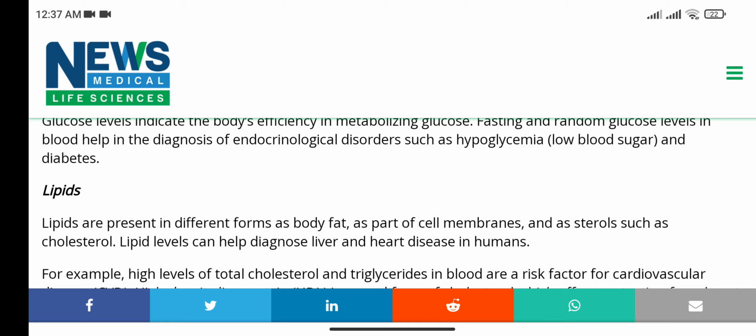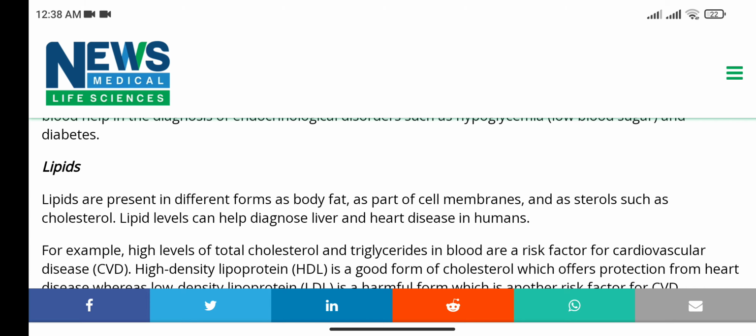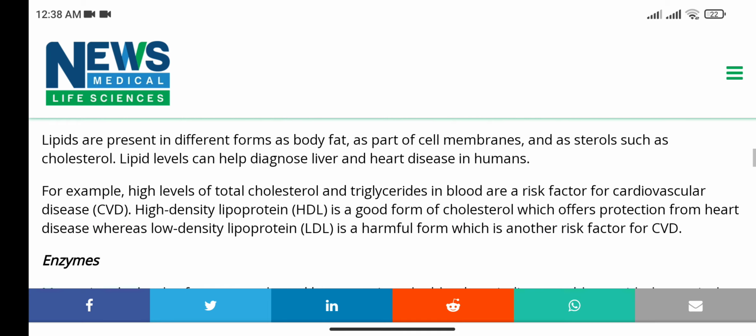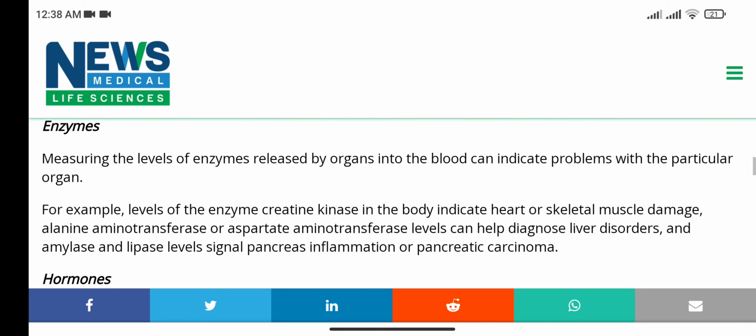Lipids are present in different forms as body fat, as part of cell membranes, and as sterols such as cholesterol. Lipid levels can help diagnose liver and heart disease in humans. For example, high levels of total cholesterol and triglycerides in blood are a high risk factor for cardiovascular disease, CVD. High density lipoprotein, HDL, is a good form of cholesterol which offers protection from heart disease, whereas low density lipoprotein, LDL, is a harmful form which is another risk factor for CVD, cardiovascular disease.